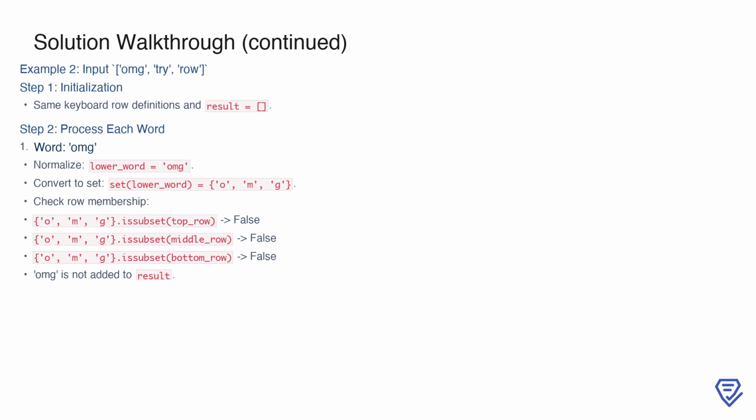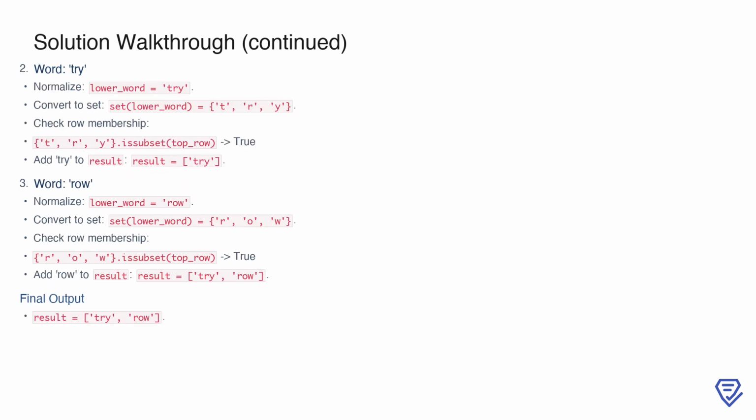As before, we define the keyboard rows and initialize an empty result list. Starting with the word OMG, we normalize it to lowercase, omg, and convert it into the set {o, m, g}. Checking the rows, we find that this set is not a subset of the top row, the middle row, or the bottom row. Therefore, OMG is not added to the result list. The solution continues with the next word.